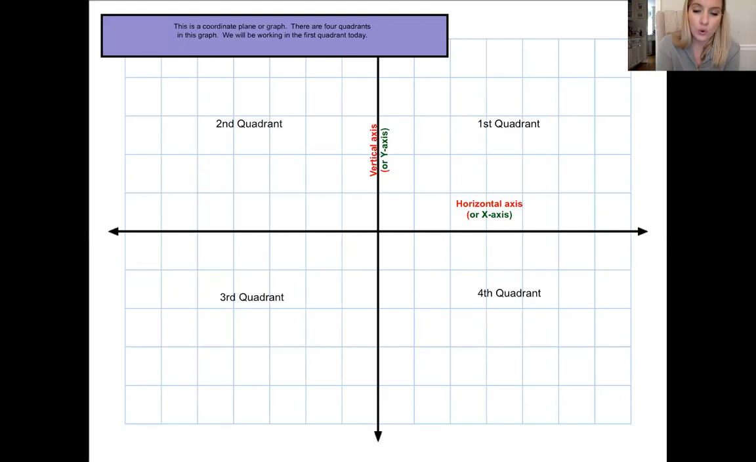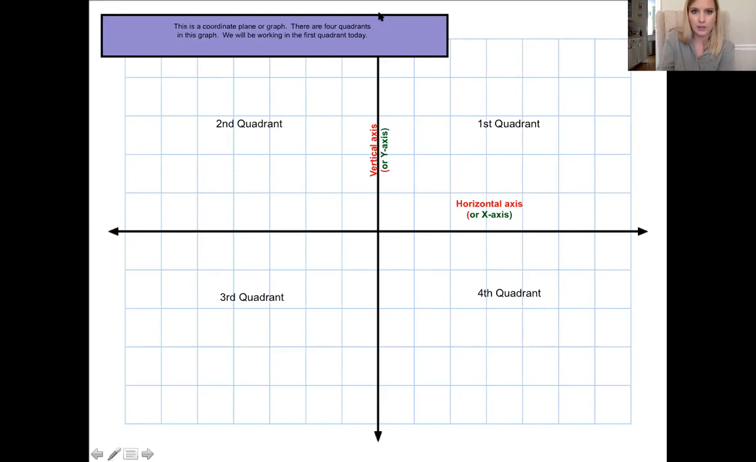Here is what a coordinate plane or graph looks like. There are 4 quadrants in this graph. Quadrant has the root quad, which means 4, similar to a quadrilateral shape, which has 4 sides. So we'll be working in the first quadrant today, but I want you to know it starts at the top right as first, then go left, second, down, third, to the right, fourth. So 4 boxes.